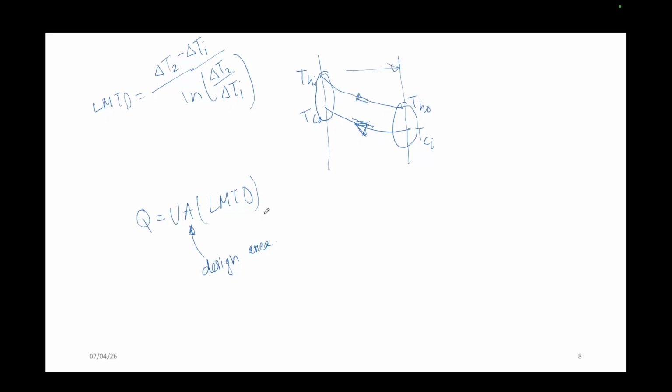So that's why the area is required. In the LMTD method, all other parameters are known, and the LMTD method is basically meant to find out the value of A. Got it? So another method is there, which is your NTU method. Just a minute, let me check.